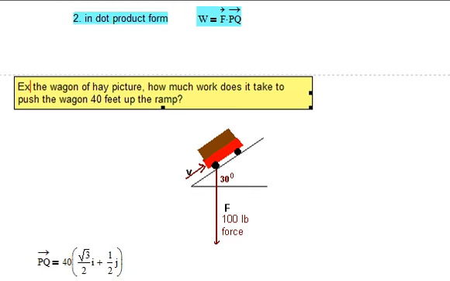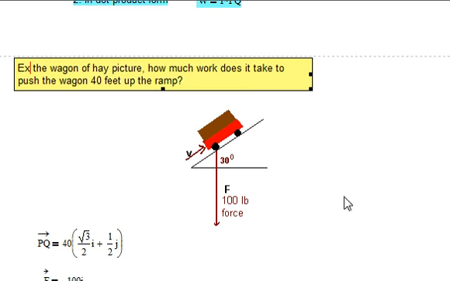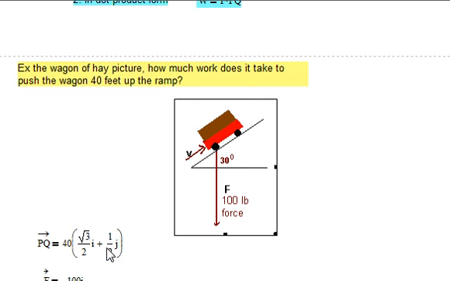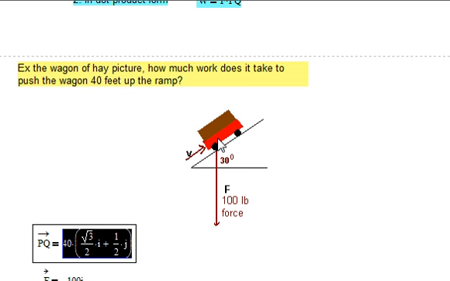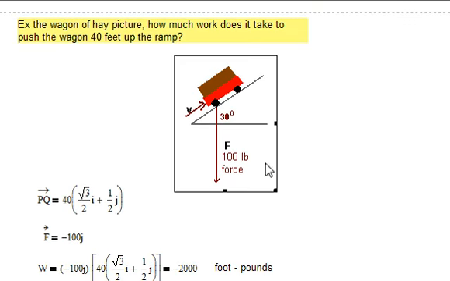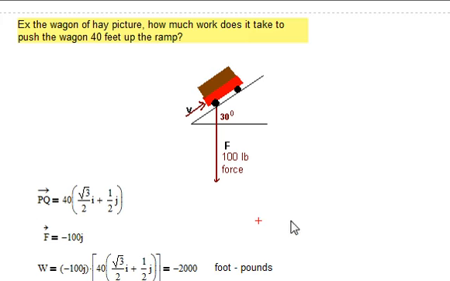Well, you've got to think of two things. The vector PQ, which is the direction vector, is 40 times this unit vector. Remember where we got that unit vector? It was cosine 30 i plus sine 30 j. So we're going to move it, this vector, I guess I've got to call V here, but it's this vector PQ, 40 feet up this ramp. But the force vector is 100 pounds due south, due towards the earth. So therefore F is negative 100j.